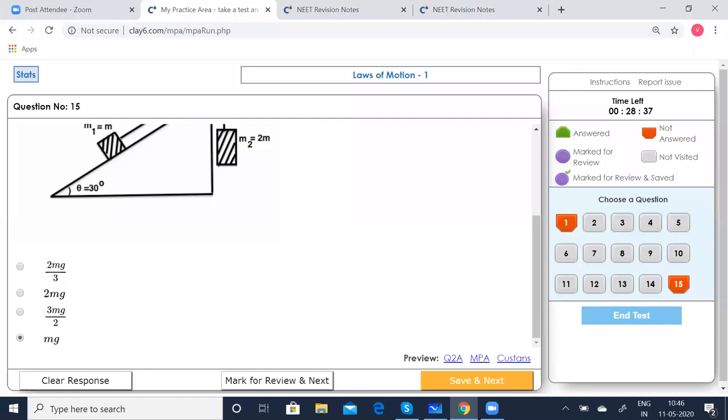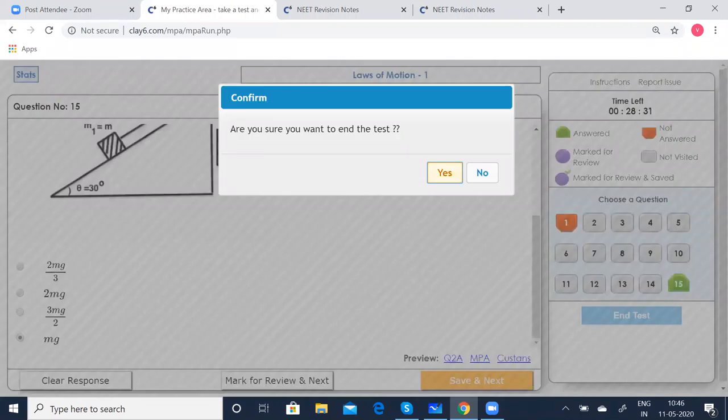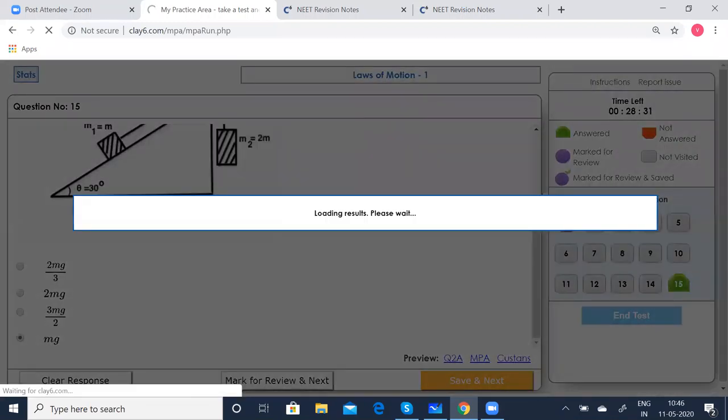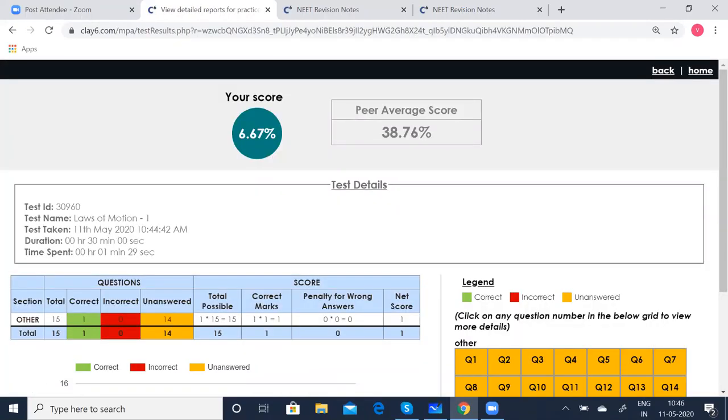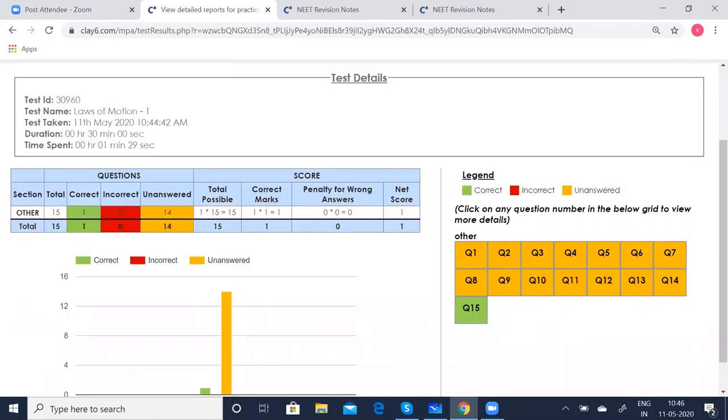Let's save that. So after finishing everything, you can end the test here. Yes, obviously the results will be loaded. Yeah, I can see the results. Of course, since I went back again, the results are not shown properly. Otherwise, red indicates the incorrect answer, green is the correct answer. And since I see I have not answered everything, right? So 14 unanswered questions it says.